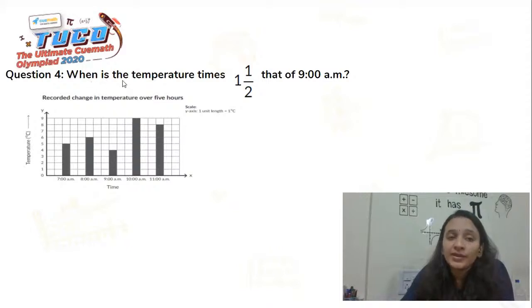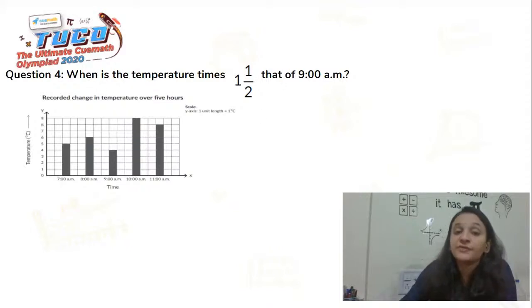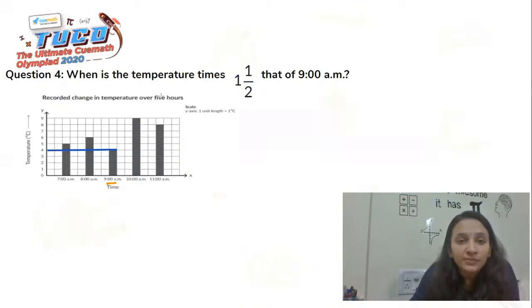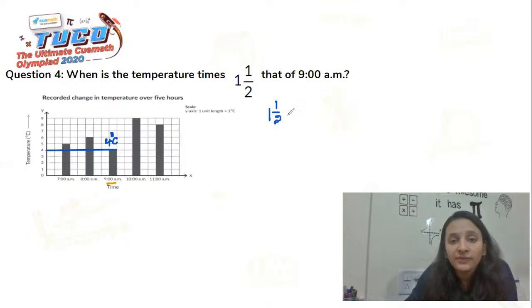So we need to find when the temperature is 1 1/2 times that of 9 a.m. So we'll first need to find what is the temperature at 9 a.m. So let's figure that out first. So this is 9 a.m. If we were to draw a straight line from the bar at 9 a.m. onto here, it touches 4. So it is 4 degrees Celsius. Now we need to find 1 1/2 times that. So 1 1/2 of 4 degrees Celsius.